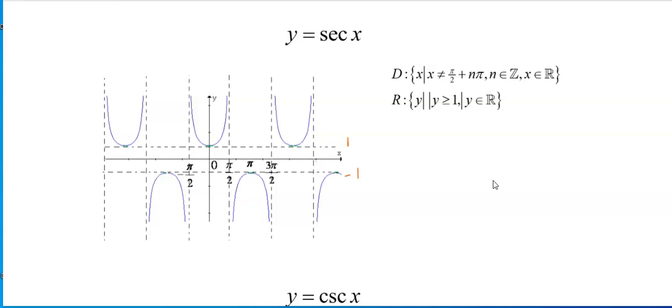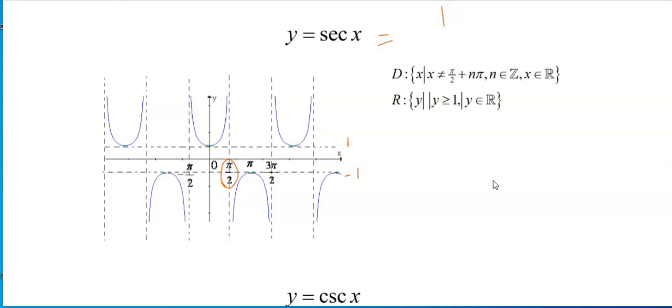Kind of looks like a bunch of U-shapes, doesn't it? And upside down U-shapes. Yep, that's what it looks like. It's got vertical asymptotes as well. For example, here at pi over 2, there's a vertical asymptote. So if you were to take the secant of pi over 2, you'd get an undefined value. You'd get an undefined ratio.